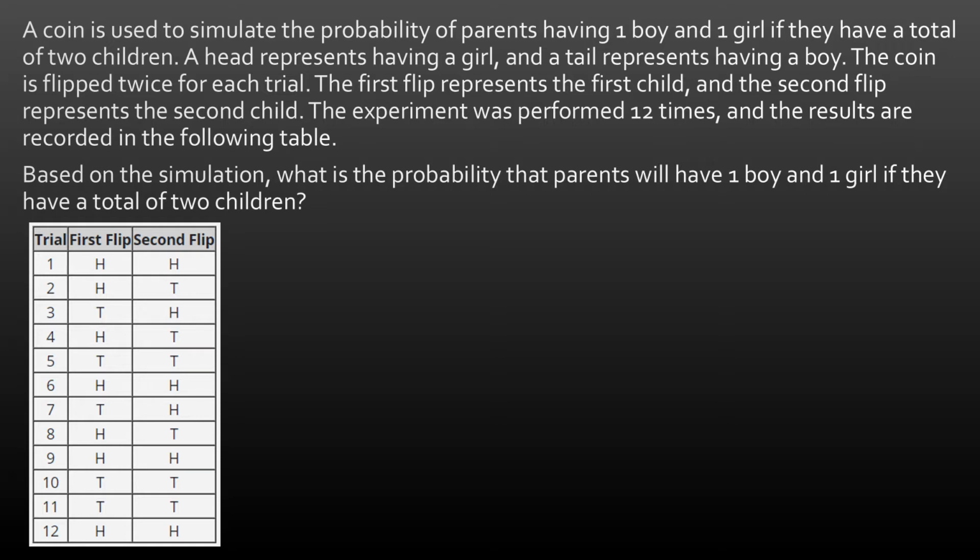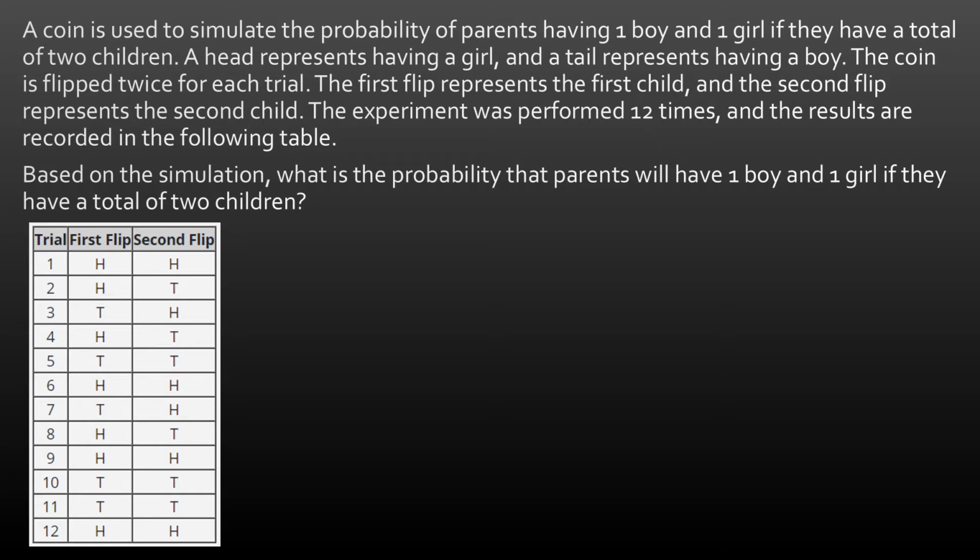The coin is flipped twice for each trial. The first flip represents the first child and the second flip represents the second child. The experiment was performed 12 times and the results were recorded in the following table. Based on the simulation, what is the probability that parents will have one boy and one girl if they have a total of 2 children?